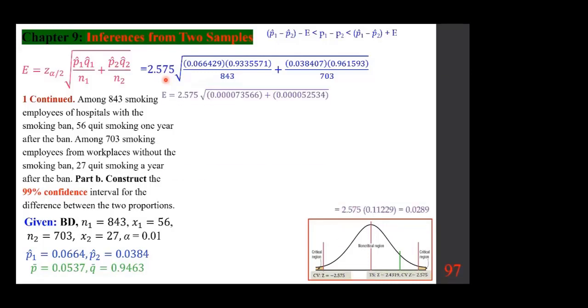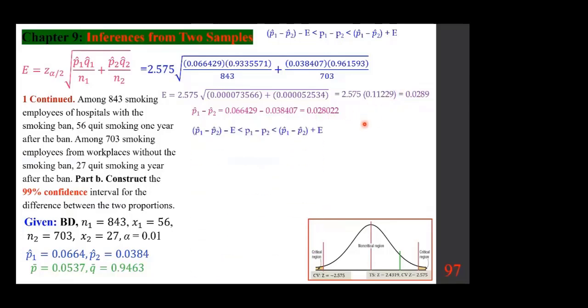You do the math, and you end up with E being this number. So this takes a little bit of time to calculate. Now, P1 hat minus P2 hat is pretty straightforward. We have them here. Subtract this number from it, add to it. So P1 hat minus P2 hat becomes this. You're going to subtract this number from this and add to it. It results in the following.